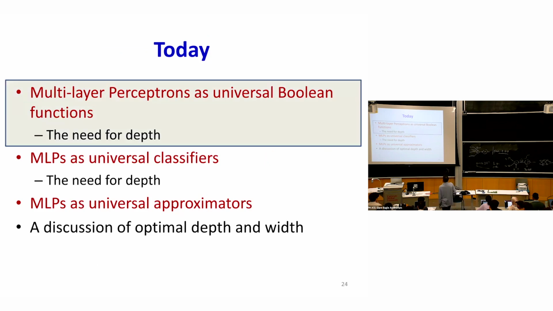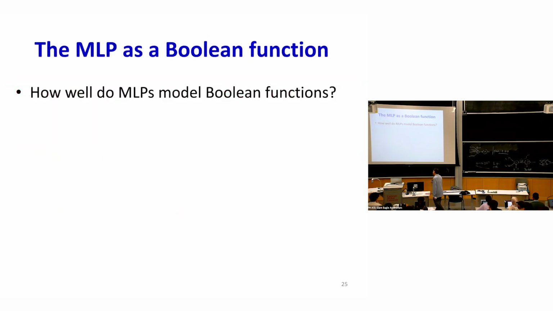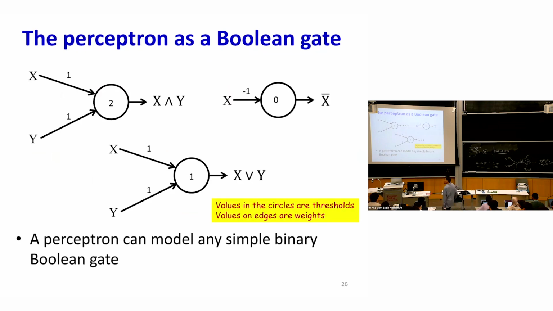So let's look at MLPs as Boolean functions. First, how well do MLPs model Boolean functions? Now, we don't have to go all the way to an MLP. I can start off with a single perceptron. And we already know that a single perceptron can model various Boolean gates. So what was the gate on the top left from the last class? Anybody? And the bottom. And then there was a NOT, right?